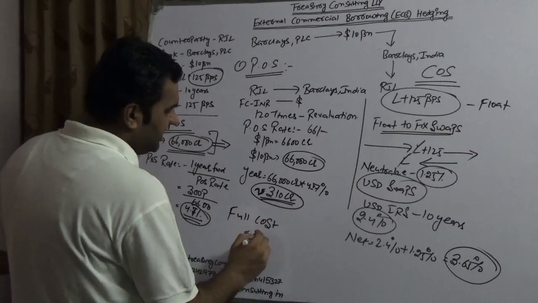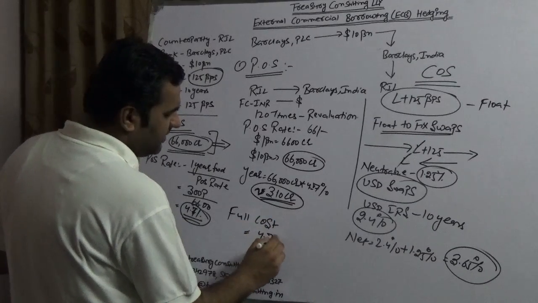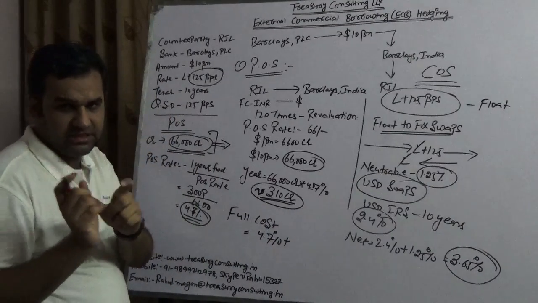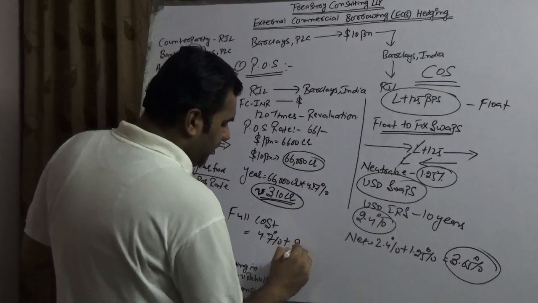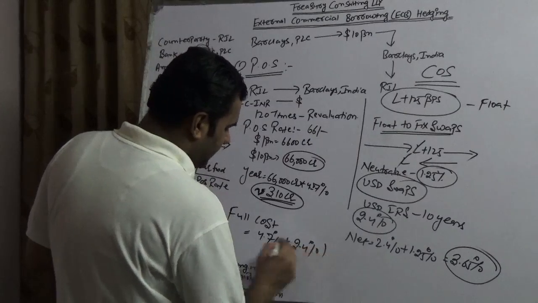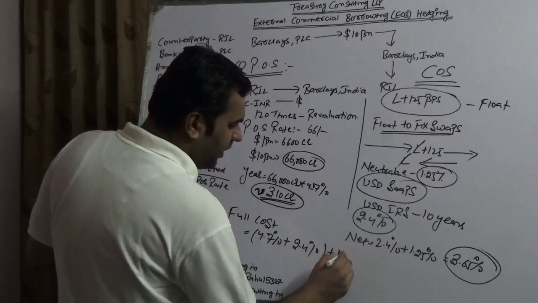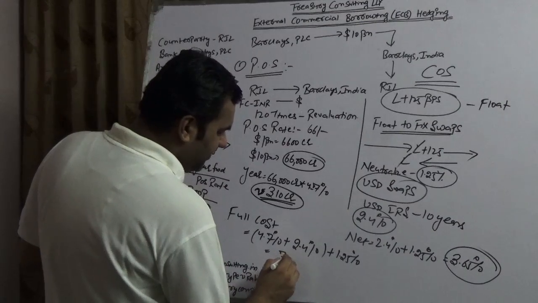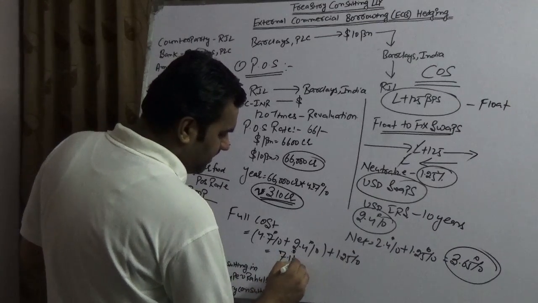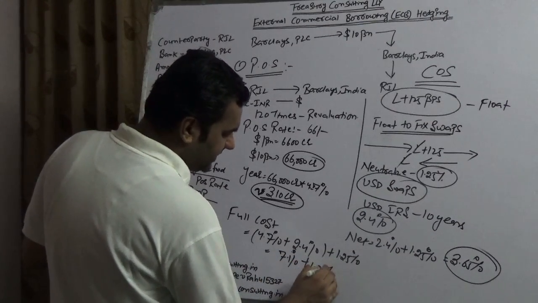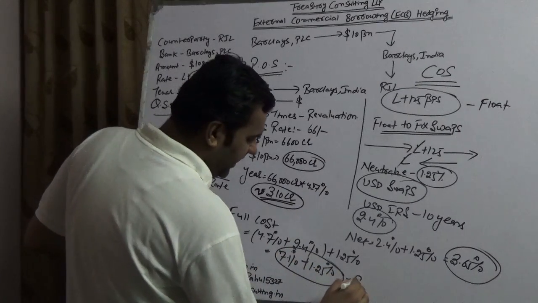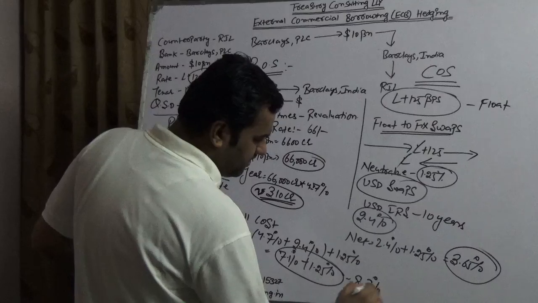The full cost of hedging is equal to 4.7% plus, I'm not writing 3.65, I'm writing something different, 2.4% plus 1.25%, which is QSD. So this is 7.1% plus 1.25%. So the full cost of hedging is roughly 8.3%.